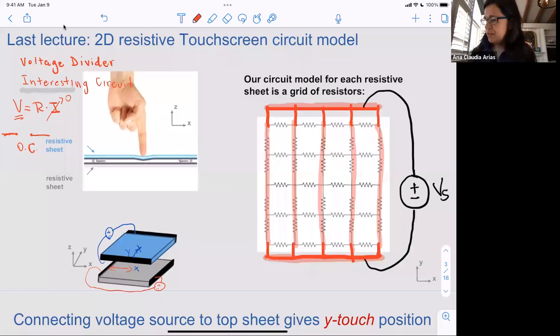Then, of course, our goal was, if I touch the screen here, I want to measure the position in the top plate, which I'm here calling Y direction. And I also want to know the position in the bottom plate so that I know exactly where I'm touching the screen. We are doing that by measuring voltage somewhere away from where you're touching the screen. Good. Then what did we do?